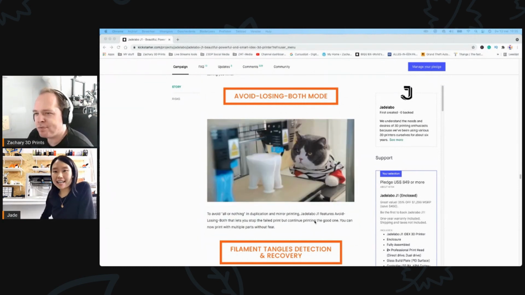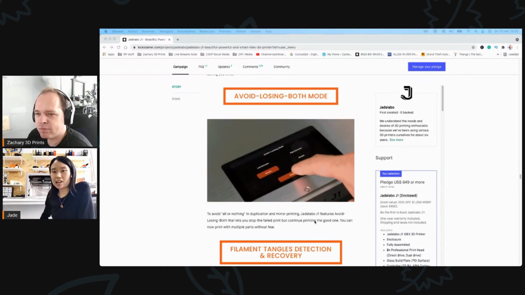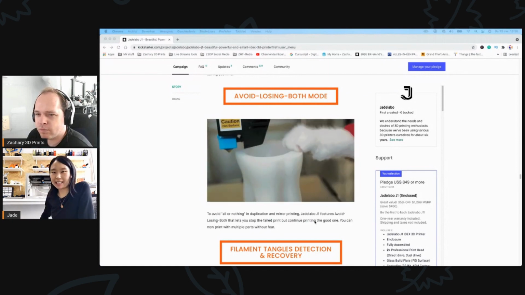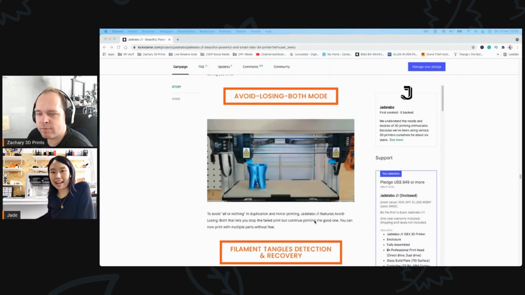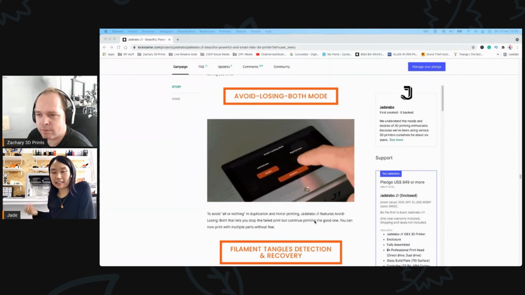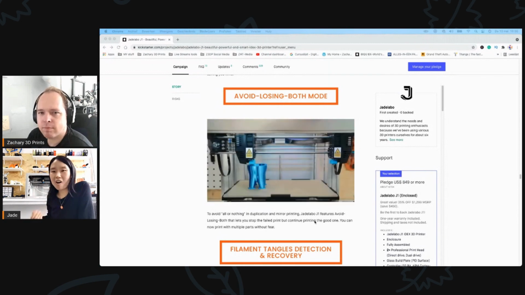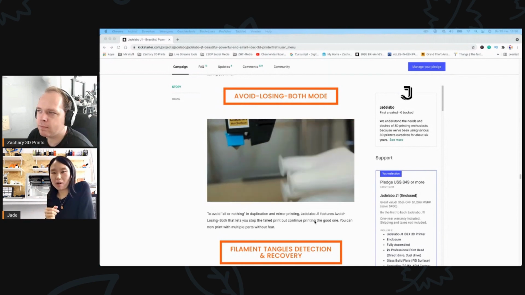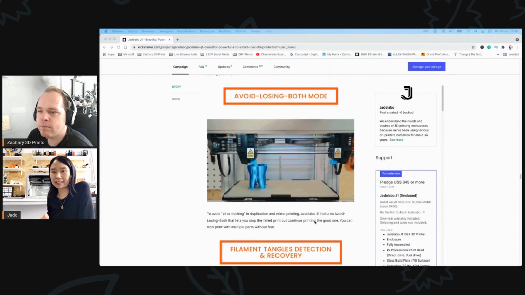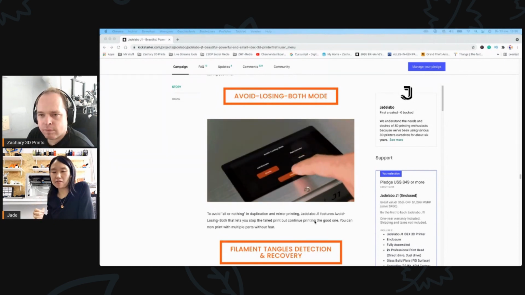For IDEX 3D printers, duplication printing and mirror printing are advanced printing modes, but not all IDEX printers have this smart feature. This is quite an advanced smart feature.